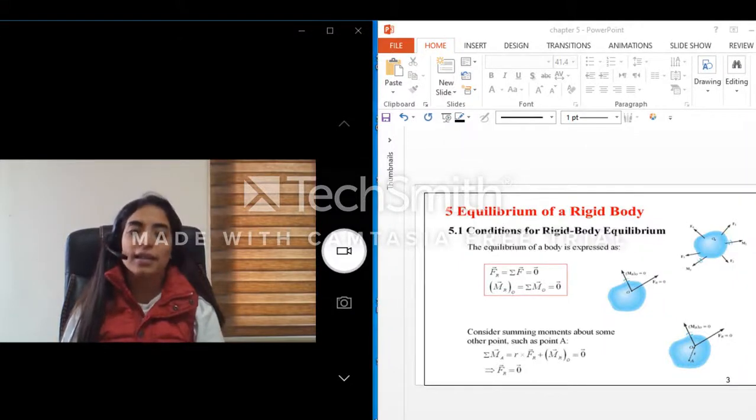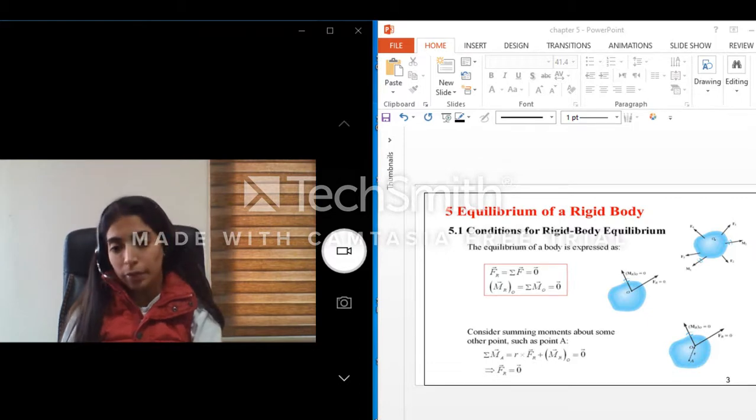Good morning, guys. This is the beginning of a new chapter, Chapter 5 in Statics, Equilibrium of Rigid Body. It is a very important short chapter, and this chapter will be used by civil and mechanical courses later on. So, guys, this chapter is about the equilibrium of a rigid body. Before starting with the equilibrium of a body, let's define a rigid body.